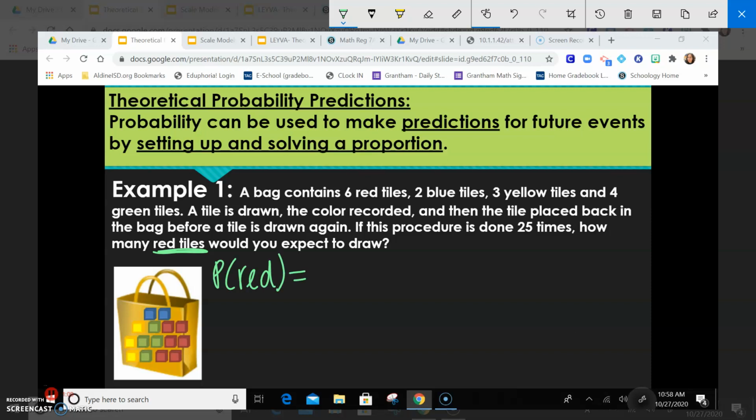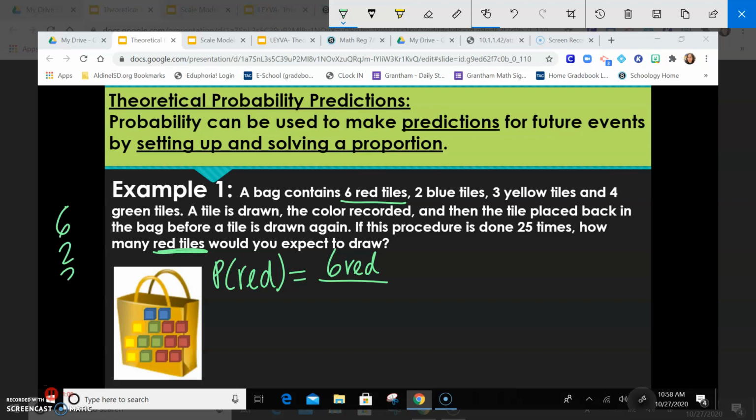So if I look at the bag, how many chances do I have to get out a red tile? I can either look at the picture or I can come back up to the word problem. I only have 6 red, so I have 6 chances of getting a red tile. And then for probability, remember we always set it up with the total possible outcomes as our denominator. So for my total possible outcomes, I can either count the tiles on the picture or I can add the numbers that were given in the word problem. So I'm going to add the numbers from the word problem.